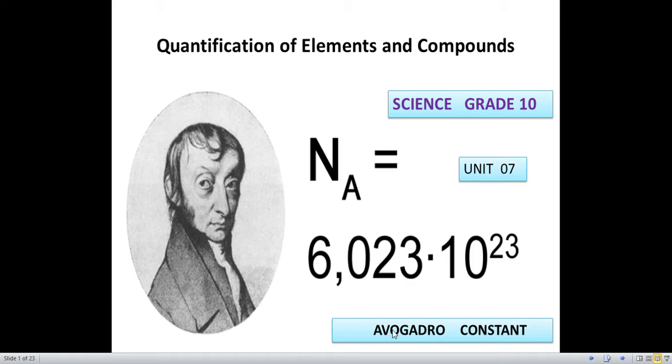Avogadro. Amedeo Avogadro was born on August 9th, 1776, in Turin, Italy, and died on July 9th, 1856. He was an Italian mathematical physicist. I have shown a picture of Avogadro here.